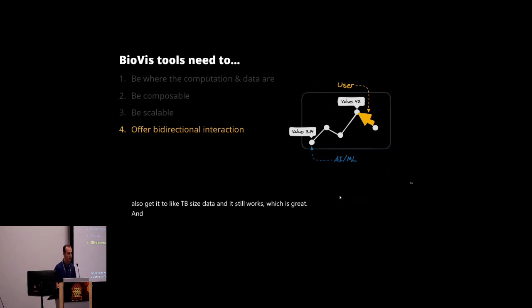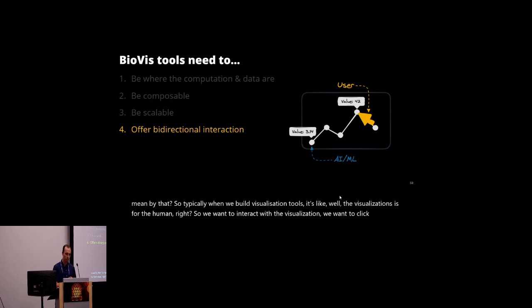And finally, maybe the not so obvious aspect, which I call offering bidirectional interactions. And what do I mean by that? So typically when we build visualization tools, the visualization is for the human, right? So we want to interact with the visualization. We want to click somewhere, do stuff.